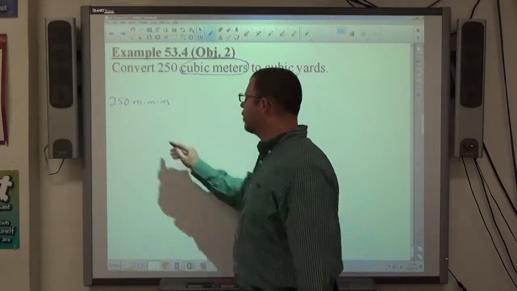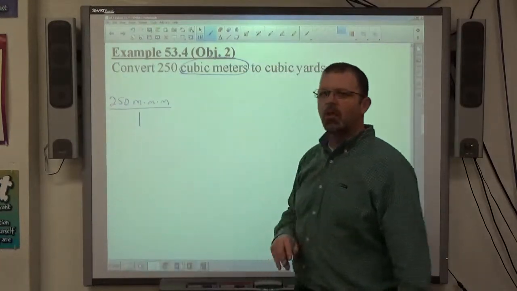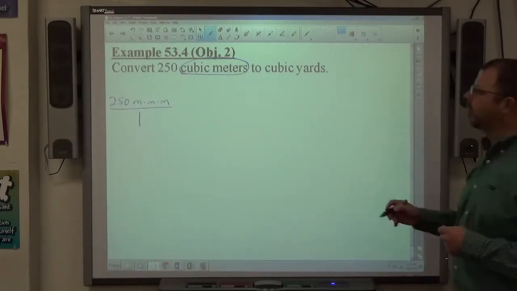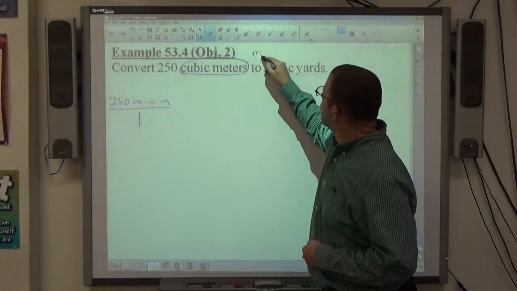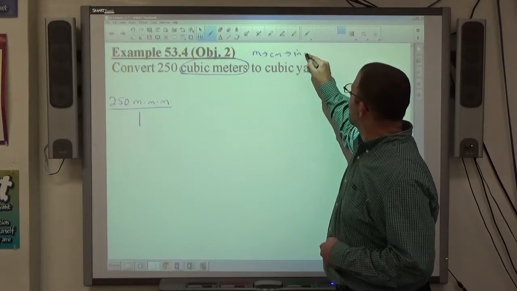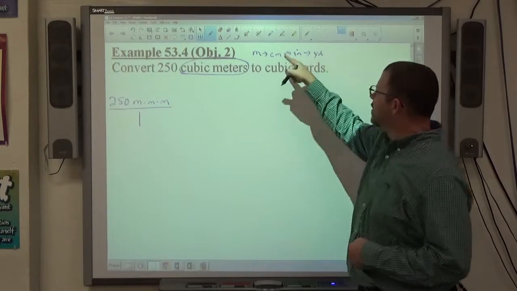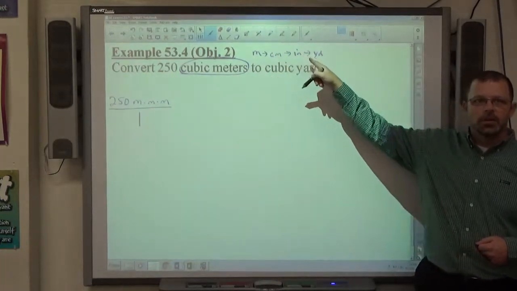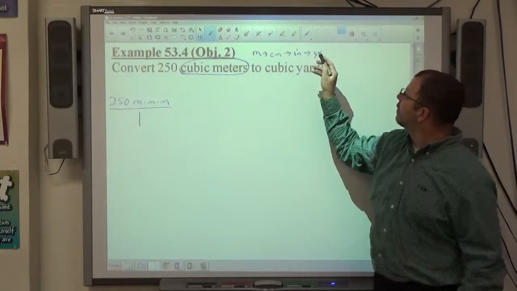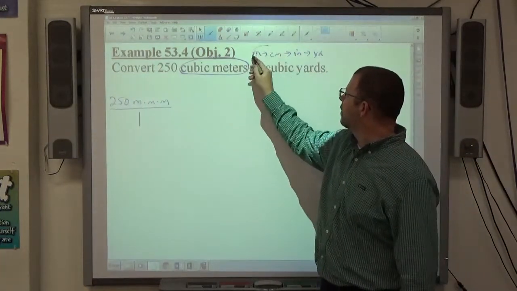All right? And what I want to do with this 250 cubic meters is put it over 1 to establish position. All the meter units are in the numerator. I want to convert those meter units into yard units. I don't have a direct route from meters to yards, but I can go from meters to centimeters, from centimeters to inches, and from inches to yards. And that's not cubic meters, that's just meters.